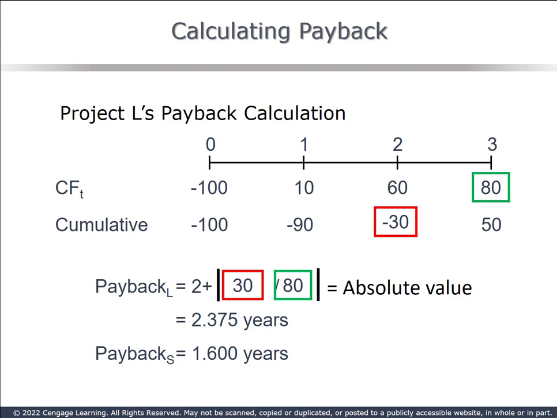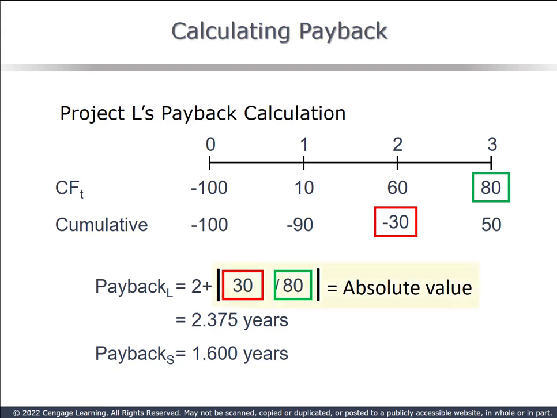A fundamental assumption in finance is that cash flows occur at the end of each period. But in this case, we assume they are evenly spread throughout the year. So we want to know how far past year 2 toward year 3 we have to go to exactly pay back our initial investment. The logic in this example is that at the end of year 2, we're still short $30. But by the end of year 3, we earn another $80. So how far into that year do we have to go to cover the $30?